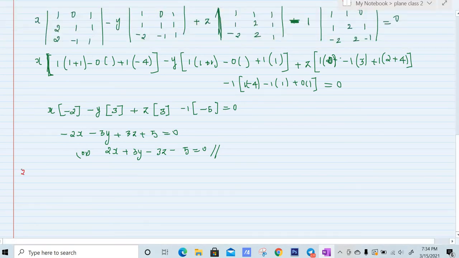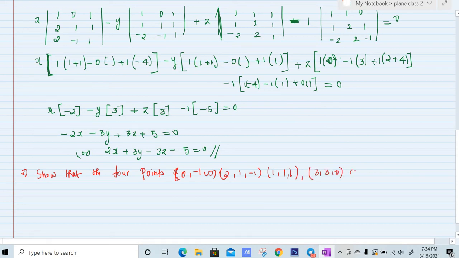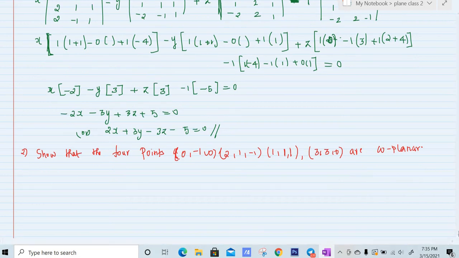On to problem number 2. Show that the 4 points 0, minus 1, 0; 2, 1, minus 1; 1, 1, 1; and 3, 3, 0 are coplanar. Right? So we need to show that these 4 points are coplanar.